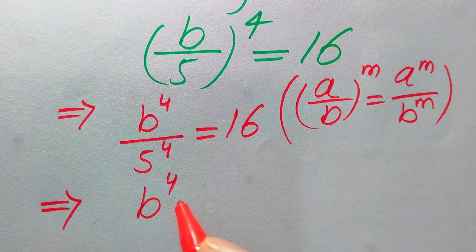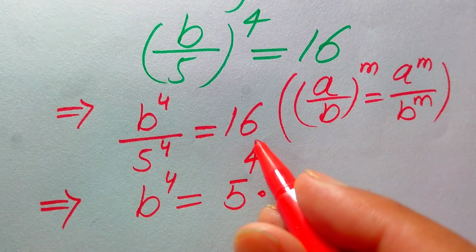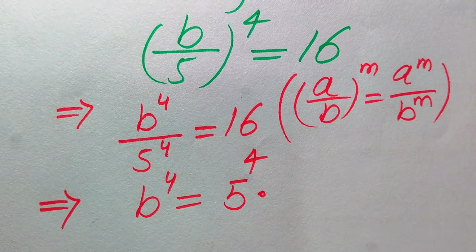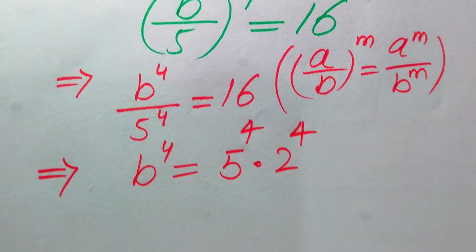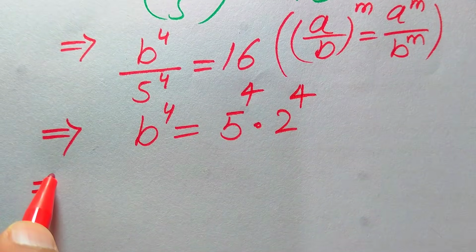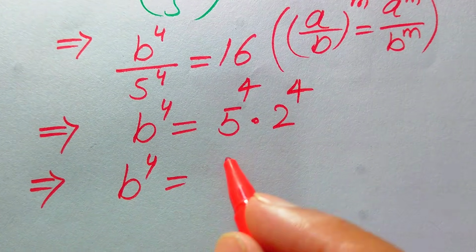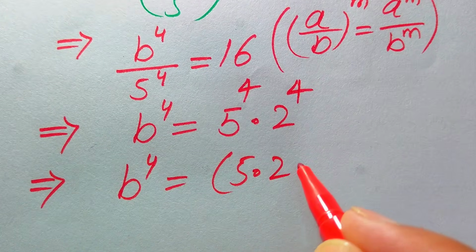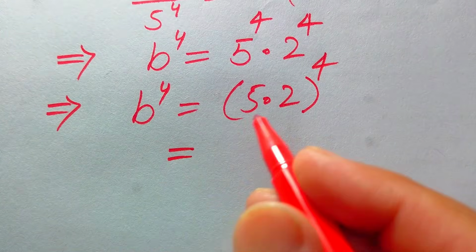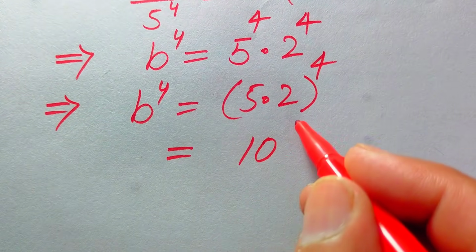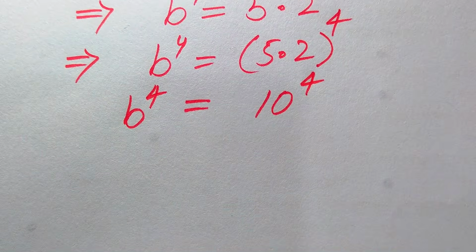Further, in the next step we move 5 to the power of 4 to the right hand side, and we get b to the power of 4 equals 5 to the power of 4 multiplied by 16. And we know that 16 is equal to 2 to the power of 4. So in the next step, we combine the exponents of both terms, and we get 5 times 2 and its whole exponent is 4. Further, 5 times 2 becomes 10 to the power of 4, and on the left hand side we get b to the power of 4.